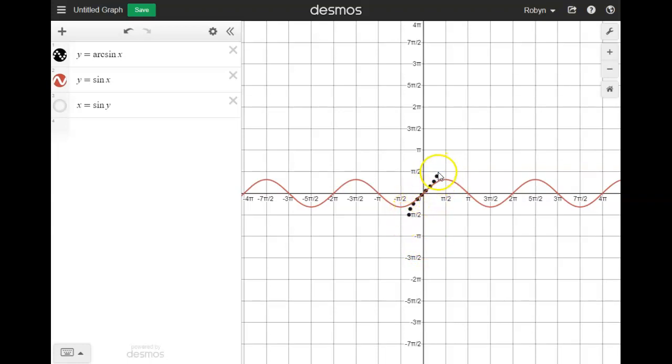Those values are called principal values. Principal values have the restricted range so that the arcsine is a function and passes the vertical line test. So if we think about what quadrants these principal values live in, negative pi over 2 to pi over 2, negative pi over 2 to 0 is quadrant 4. From 0 to pi over 2, that's quadrant 1. So the principal values for the arcsine come from quadrant 4 and quadrant 1.